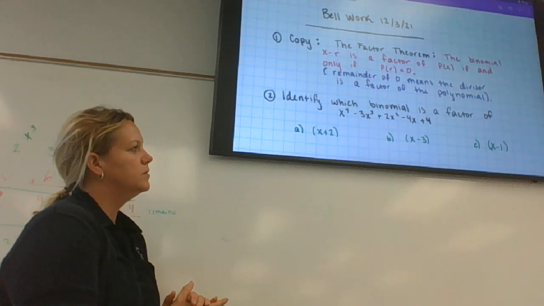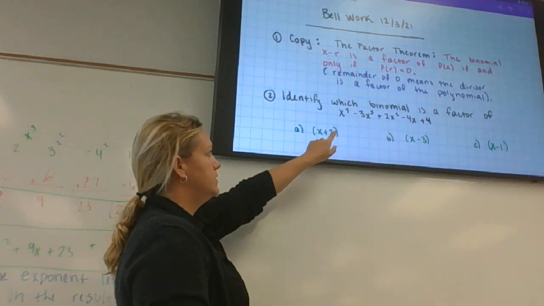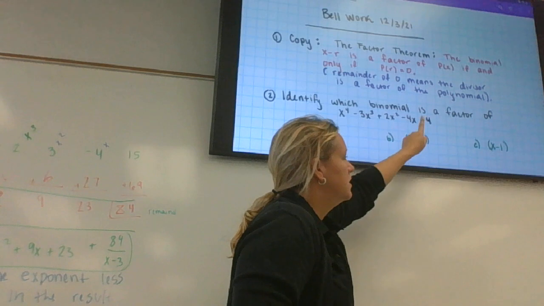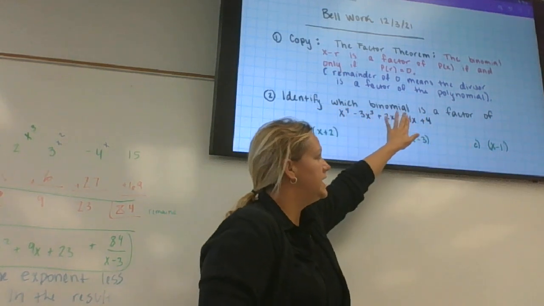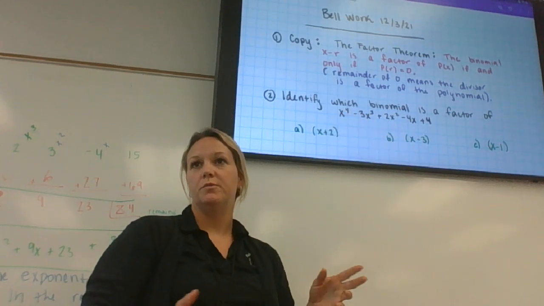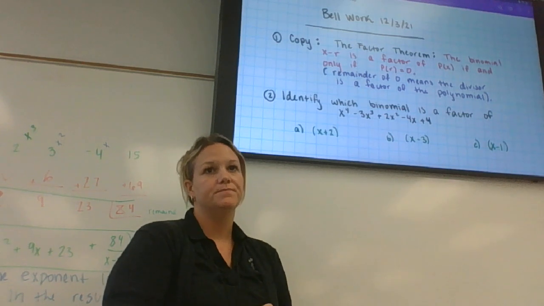So for number 2, what we're going to do is synthetic division. It's actually 3 problems. We're going to do synthetic division with this divisor, with this divisor, and with that divisor. So the same problem, this dividend, with 3 different binomials. We're hoping to find one that has a remainder of 0.